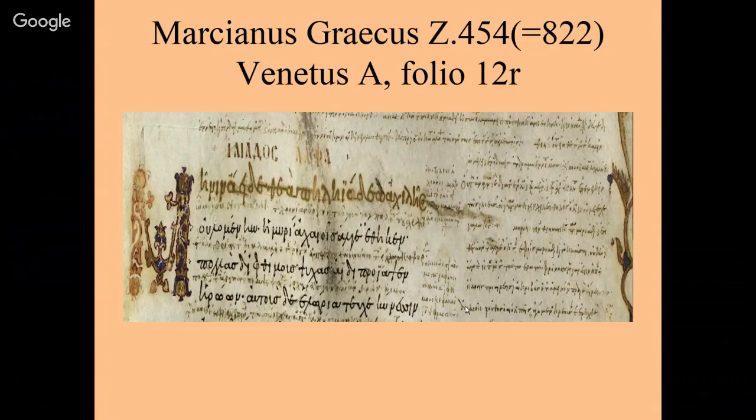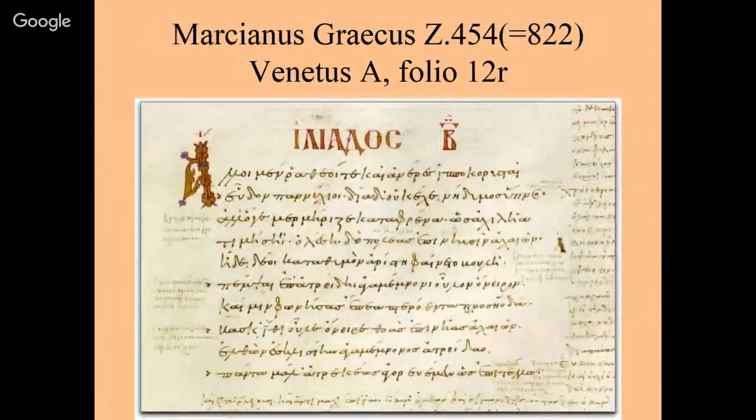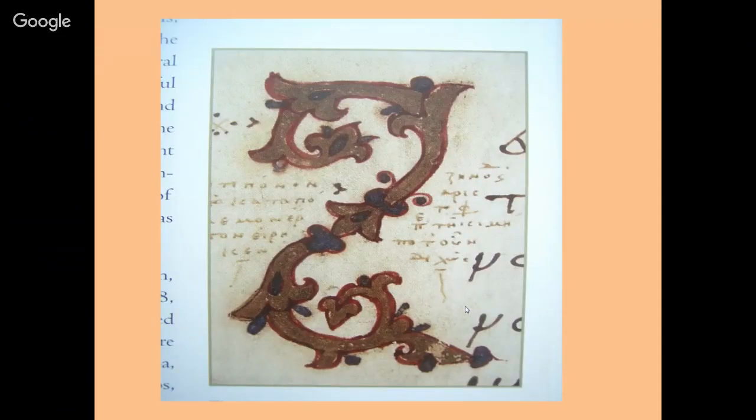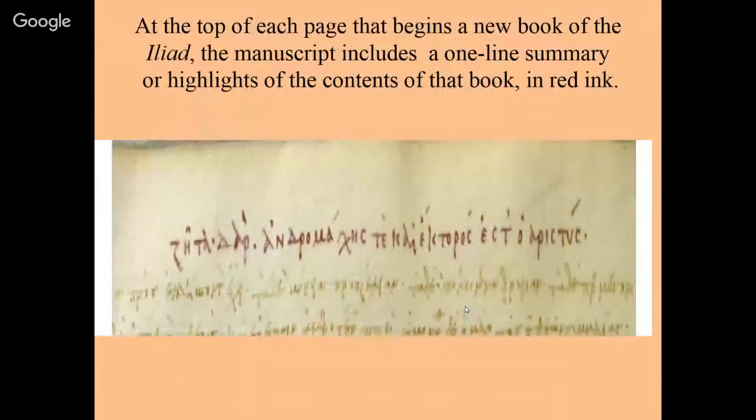into books. As you see here, for example, the letter M, the letter A, the letter T, and the letter Z, which is also my favorite one. At the top of each page that begins a book of the Iliad, the manuscript, as you see here, includes a one-line summary or highlights of the contents of that book in red ink. These summaries are themselves in the dactylic hexameter of Homeric poetry.